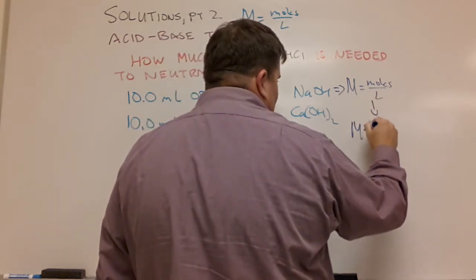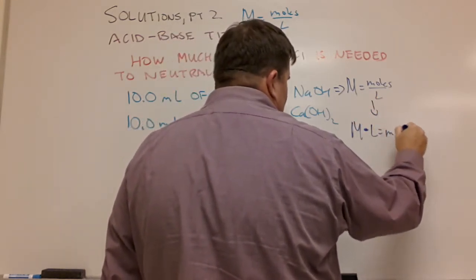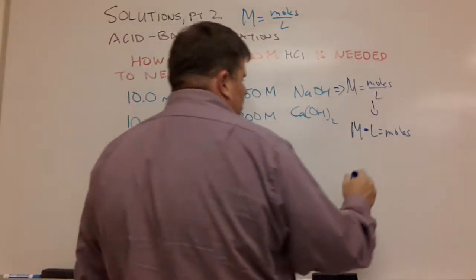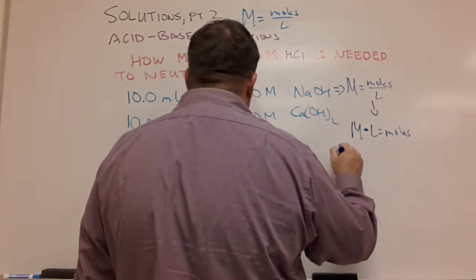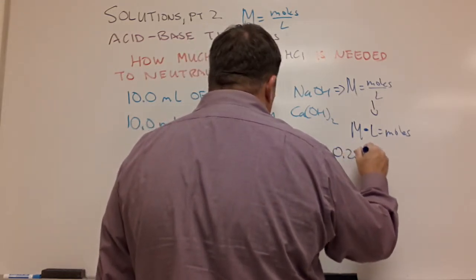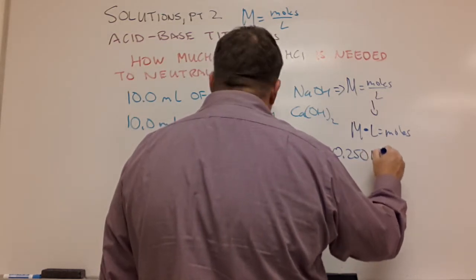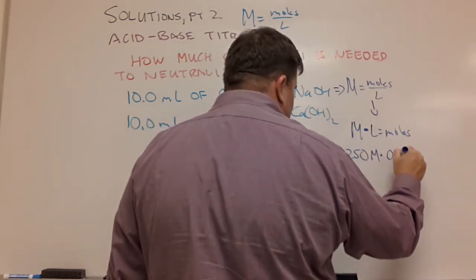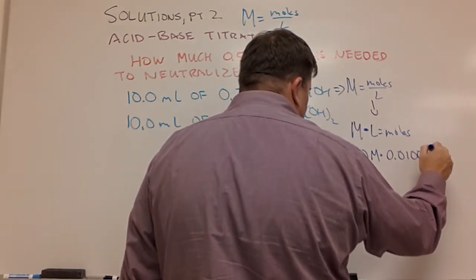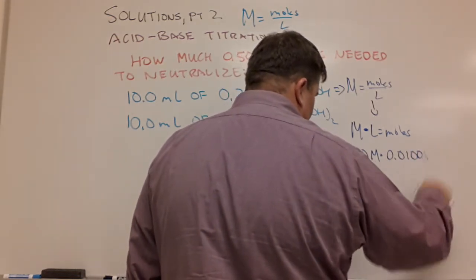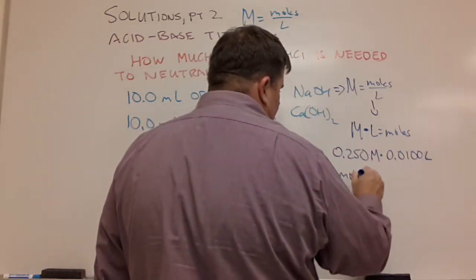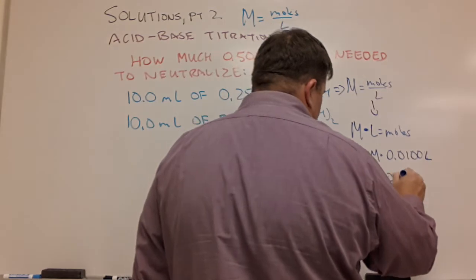Big M times L is equal to moles. Okay? Right? All right, so now at this point, do it correctly, and we'll get a different answer. 0.250 molarity times 0.0100 liters. And at this point, what this is going to give us is number of moles of NaOH.